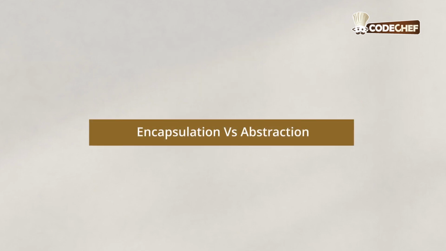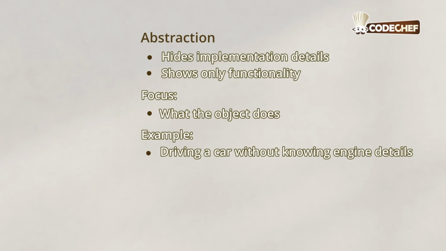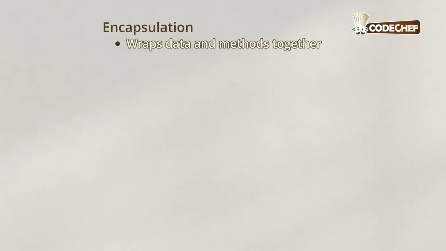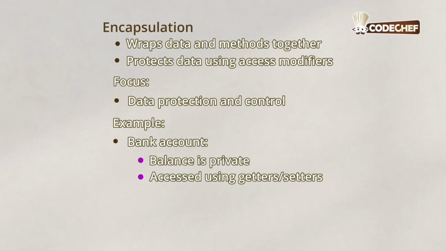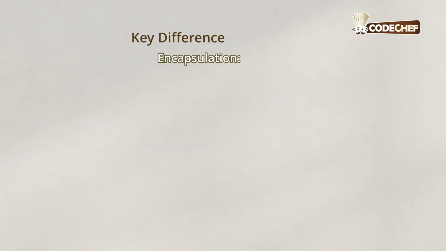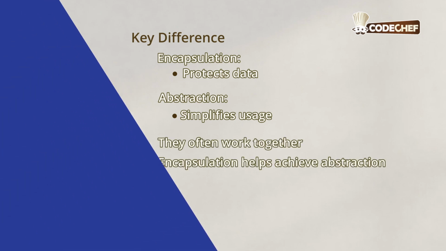Encapsulation versus abstraction. Abstraction hides implementation details, it shows only functionality, it focuses on what the object does, for example, driving a car without knowing engine details. Encapsulation, on the other hand, wraps data and methods together. It protects data using access modifiers and it focuses on data protection and control. For example, a bank account balance is private and accessed using getters or setters. The key difference is that encapsulation protects data, whereas abstraction simplifies usage. They often work together. Encapsulation helps achieve abstraction.